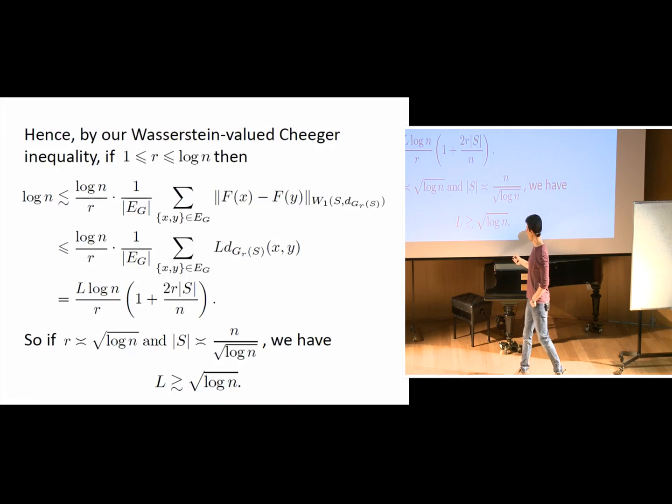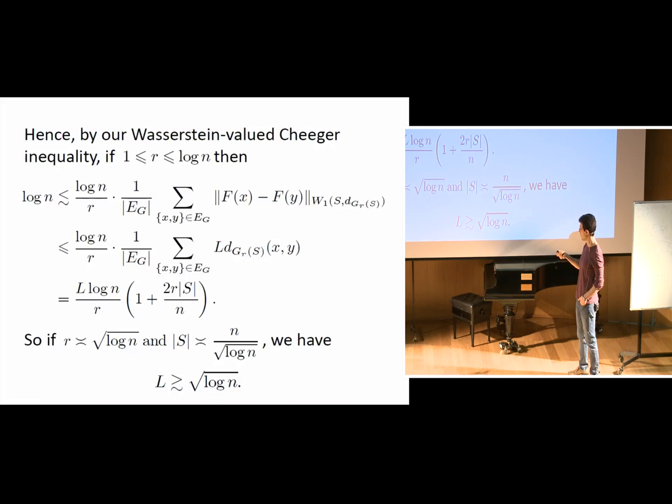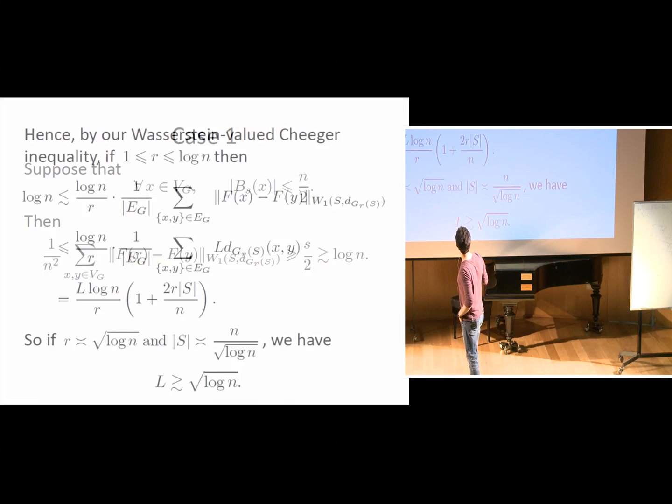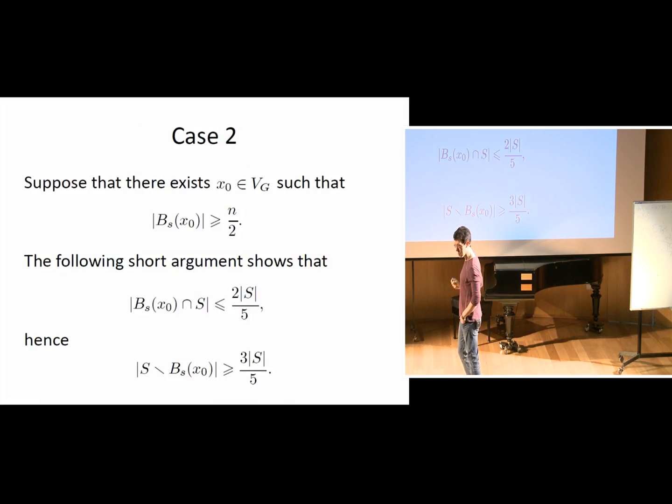Okay? So in our choice of parameters, which is going to be optimal because of the other enemy, but now I'm just telling you it's already optimal, r is root log n, s is n over root log n, so this is a constant, and you get rL is at least root log n. So this is when the Poincare inequality, but with values in a Wasserstein space, helped us win. What happens if we don't? So this was when all these balls are small. Now there is a big ball, there's a point x0 such that more than half of the points are mapped into this ball.